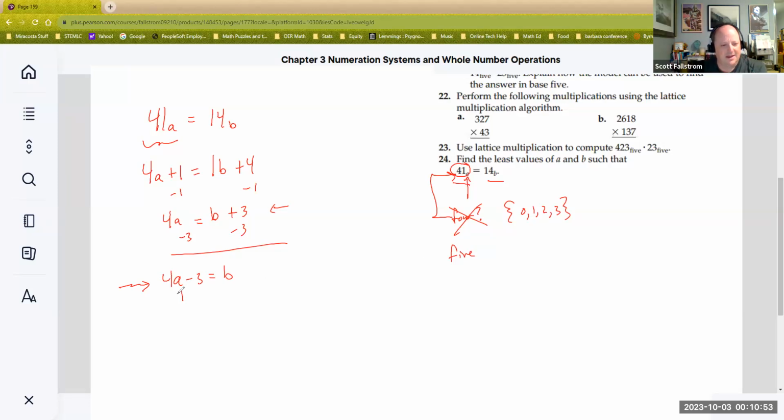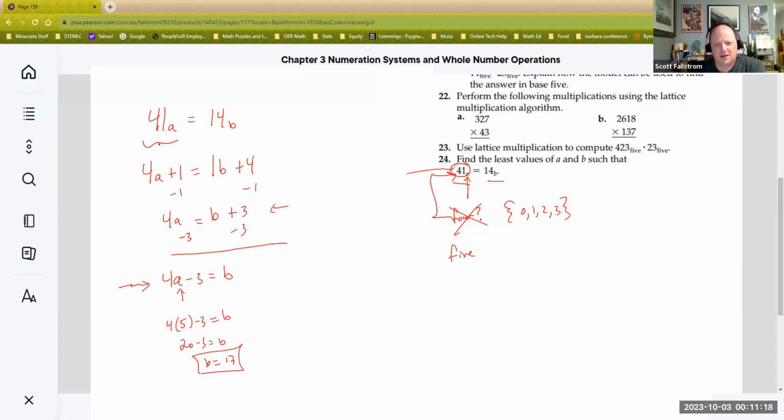Okay, so now plug A in for 5. So I have 4 times 5 minus 3 is equal to base B. 4 times 5 is 20. So 20 minus 3 is equal to B. So B is 17. So now I know B is base 17. And if A is 5, if A is base 5.